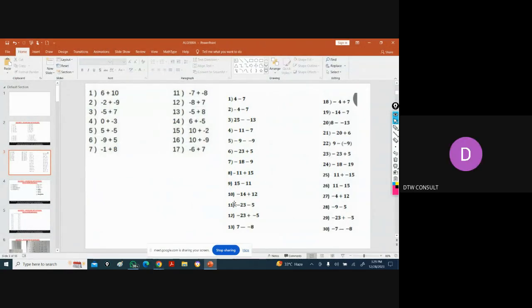Okay. All right. So here, this is 4 minus 7. What did you get? Minus 2. Minus 3. Good job. Minus 3. Okay. Because this 4 here is positive. So when you have a positive and a negative, you do what? You do subtraction. And the sign will take the sign of the bigger number.